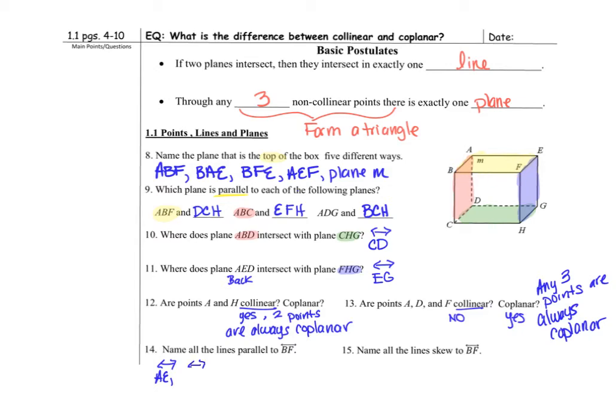So line CH. And then we also have one more. So down here we have DG. So DG is going to be parallel to BF.